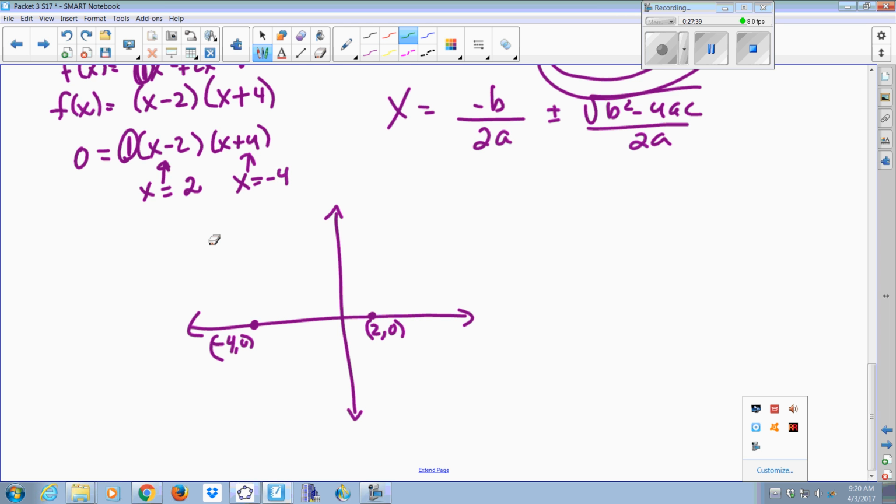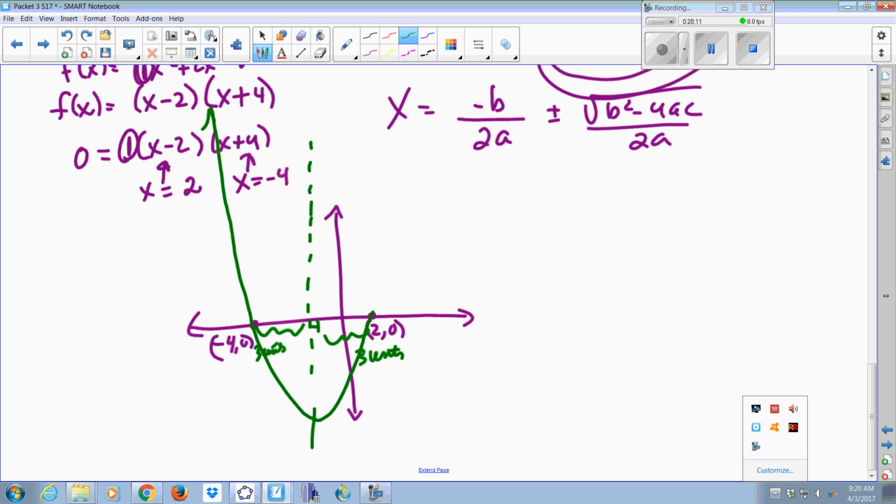It's halfway in between, right? All right, so if we put a line down through negative 1, folks, that is 3 units to the left of 2, 0, and it's 3 units to the right of negative 4. So you know that this parabola is going to come down, go through negative 4, 0, come down here somewhere, we don't know exactly where, and at negative 1, it's going to turn around and come back up through 2, 0.